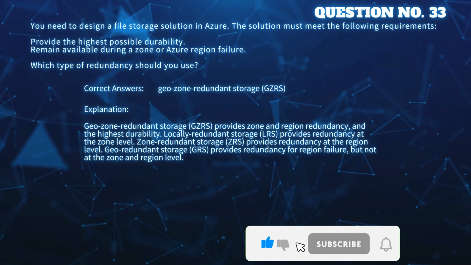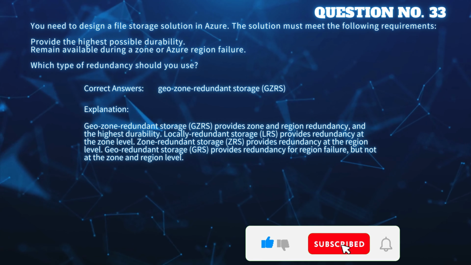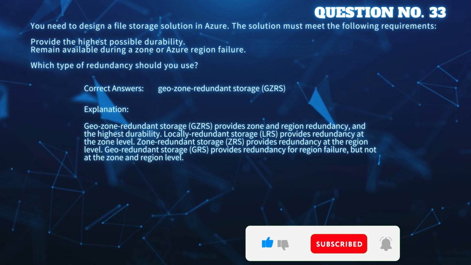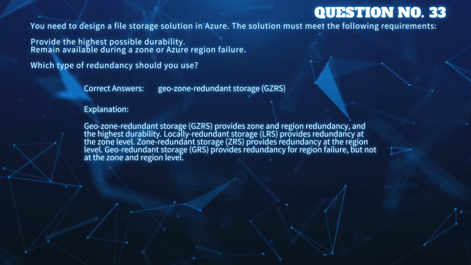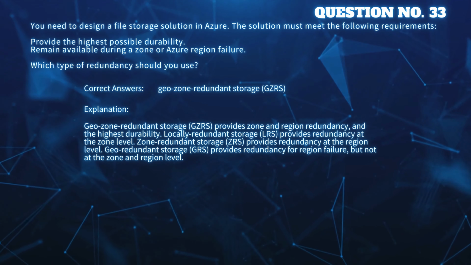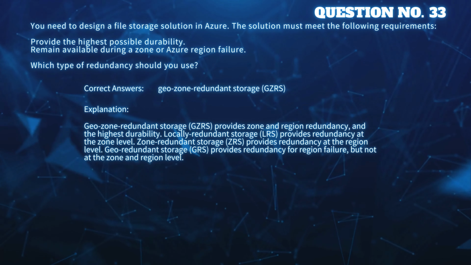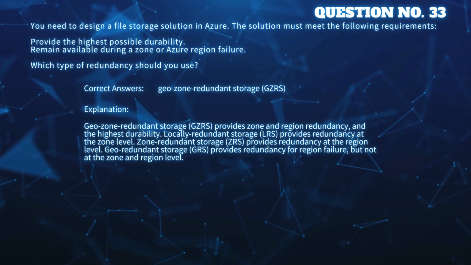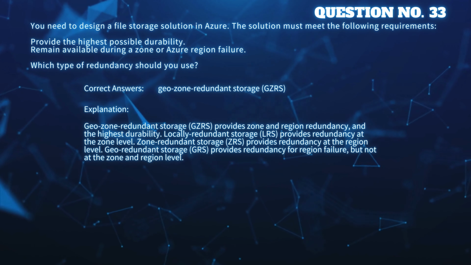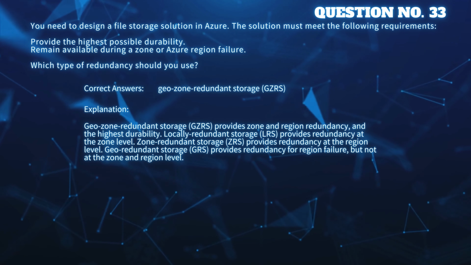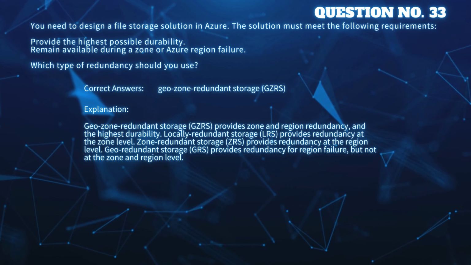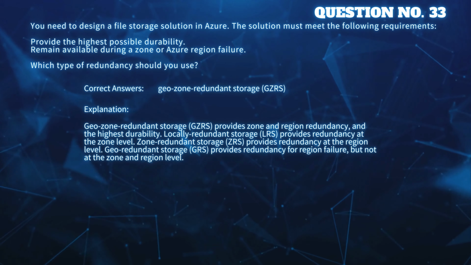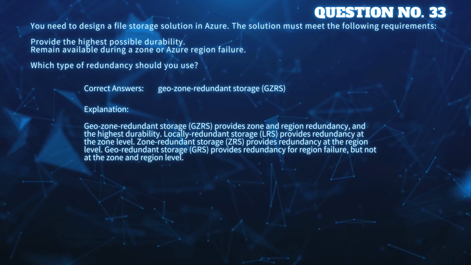Correct answer, Geo-Zone Redundant Storage, GZRS. Explanation: Geo-Zone Redundant Storage, GZRS, provides zone and region redundancy and the highest durability. Locally Redundant Storage, LRS, provides redundancy at the zone level. Zone Redundant Storage, ZRS, provides redundancy at the region level. Geo-Redundant Storage, GRS, provides redundancy for region failure, but not at the zone and region level.